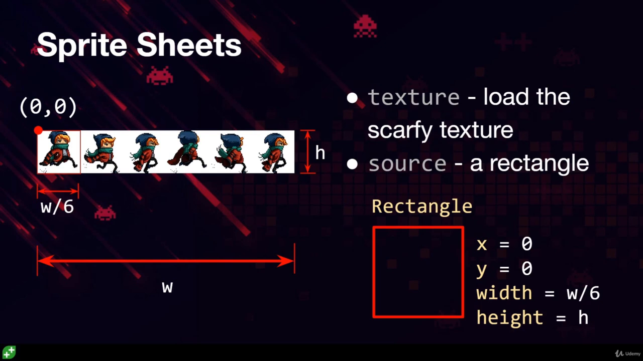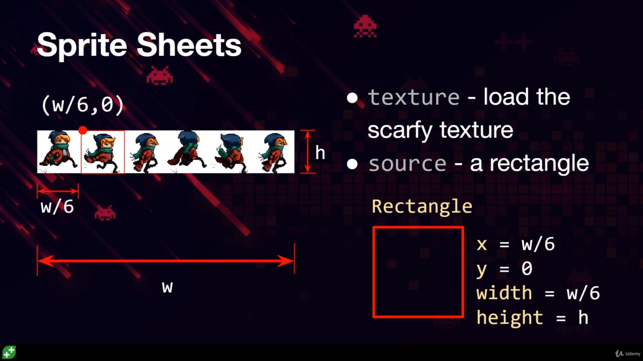Now let's say the time comes to update Scarfy's animation and we want the next Scarfy image in the sprite sheet. This means that the X of our rectangle needs to be updated. Well, if we're moving over to the next Scarfy image, then we're moving over by a length of W divided by 6. So the rectangle describing which piece of the sprite sheet to draw is going to be the same, except X will now be W divided by 6.